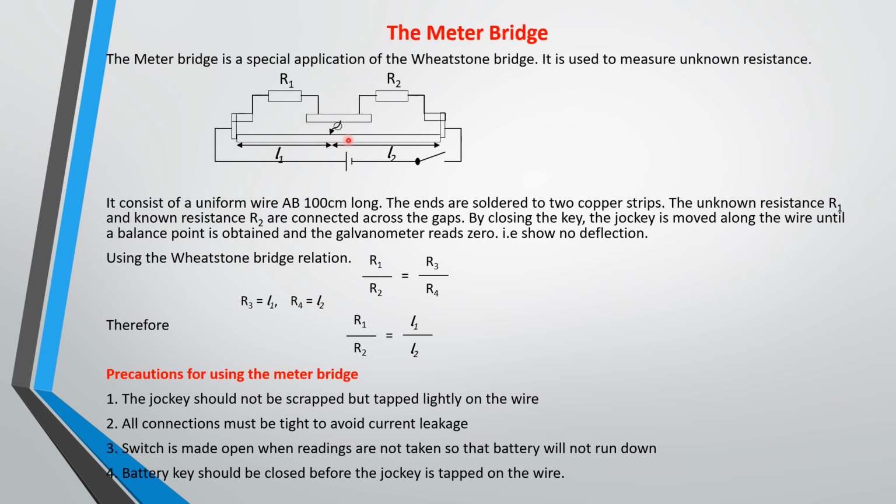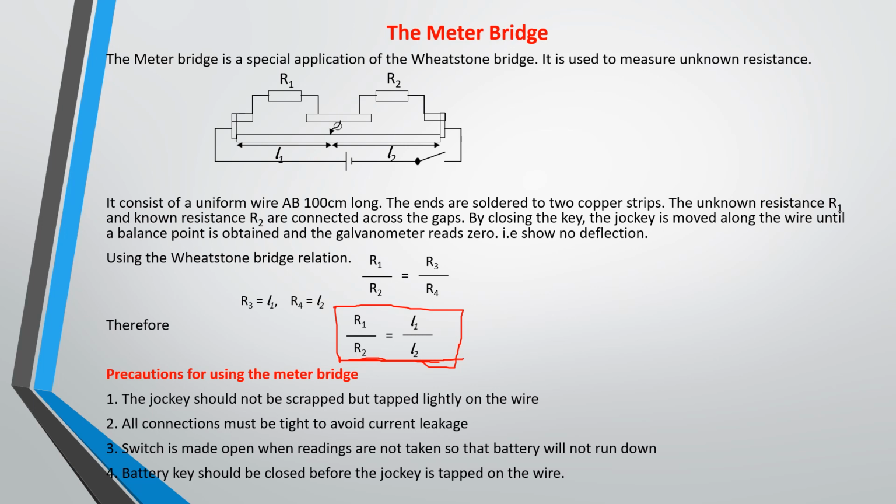If we use the Wheatstone bridge relation, we know that R1 over R2 is equal to R3 over R4, and for this meter bridge, R3 is equal to L1 and R4 is equal to L2. So if we use our relationship, we are going to have this equation, and this is the equation we need to solve for the unknown resistance in the meter bridge.